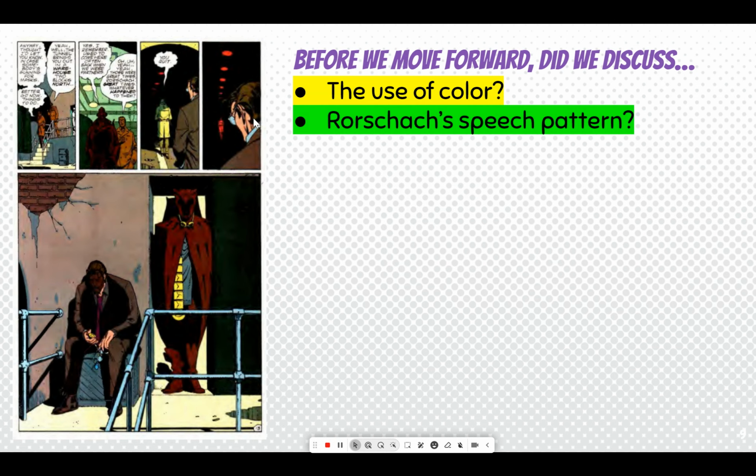Did you discuss Rorschach's speech pattern? Notice that he only speaks in fragments. Rarely does he ever speak in full sentences. Why might that be important? Did you talk about the shape of Rorschach's speech bubbles? The fact that his are not smooth like Dan's, but have this wavy, erratic nature to them. What might that indicate about the way he's talking, about his speech, his personality, etc.?